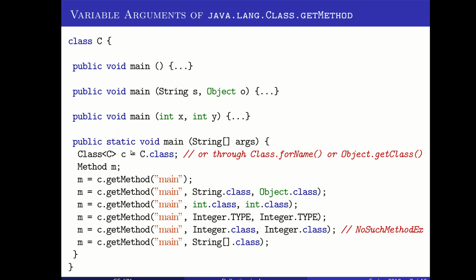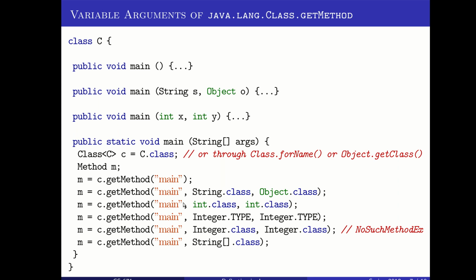We can get the class C from this class that we're in, and then we create a variable for methods, and we can get the various main methods. When we call getMethod with no other arguments other than the name main, we get the version of main with no parameters. And when we call getMethod with main and then the class for string and the class for object, we'll get the one that has a string and an object as its parameters.